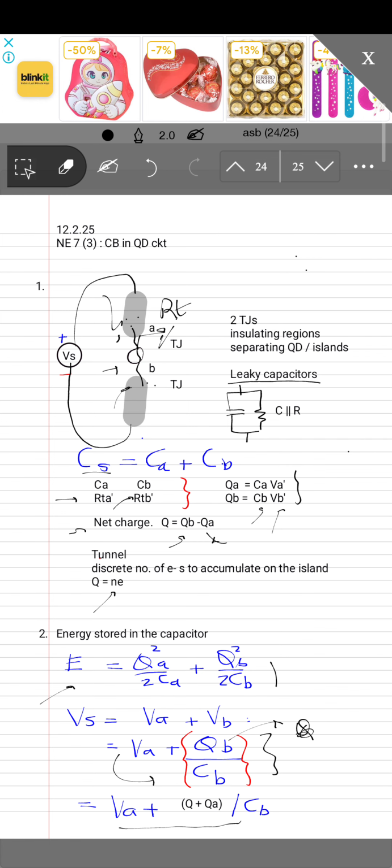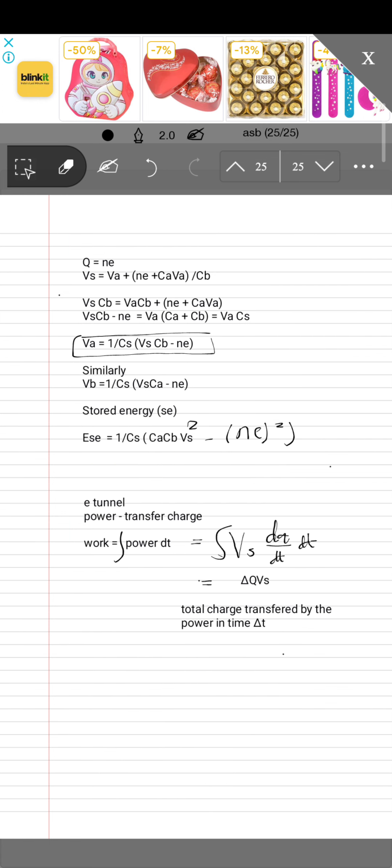Similarly, there will be a voltage drop at point B, which will be this, and the total stored energy in the capacitances will be like this. Now since there is tunneling, there must be work done. That work is done by means of a power through which the transfer of charge is taking place. So if we integrate the power with respect to time, we get the change in charge times the voltage supply. So this is the total net charge transferred by the power in time.